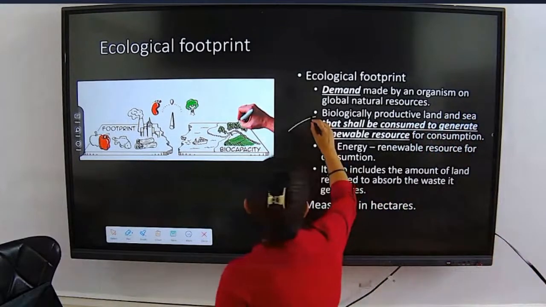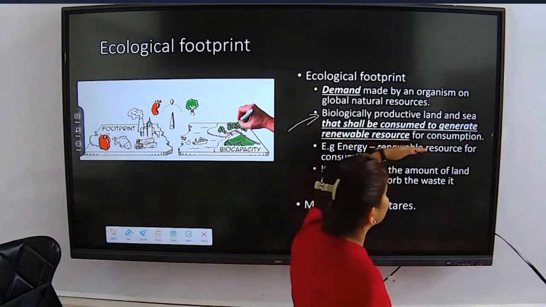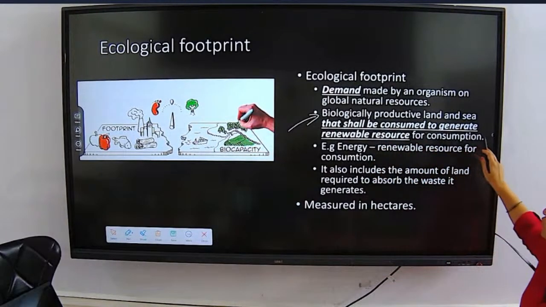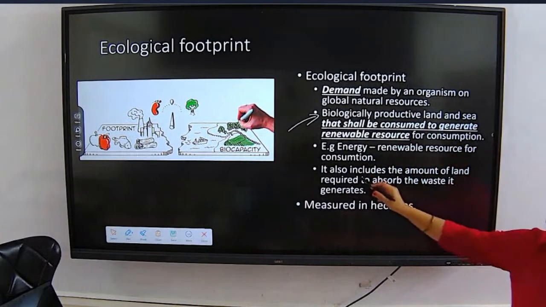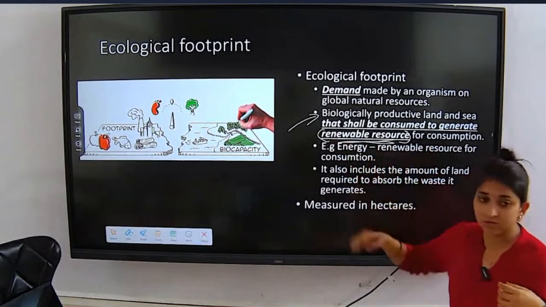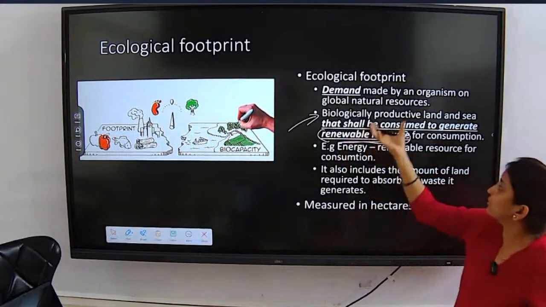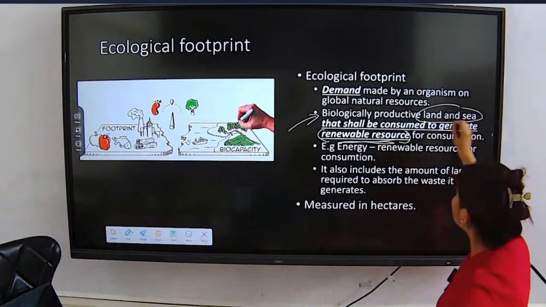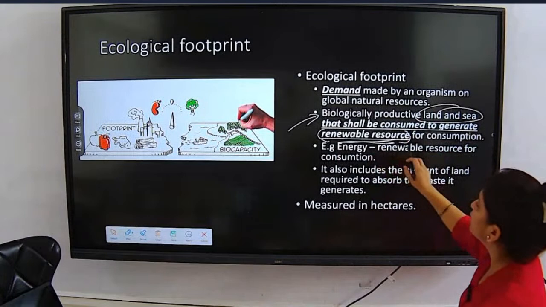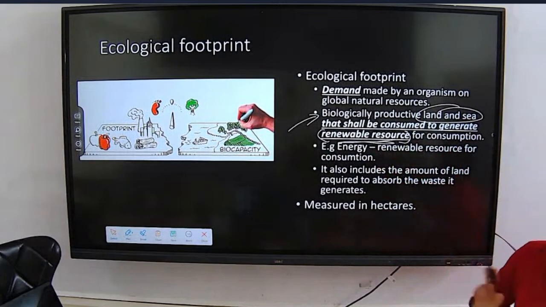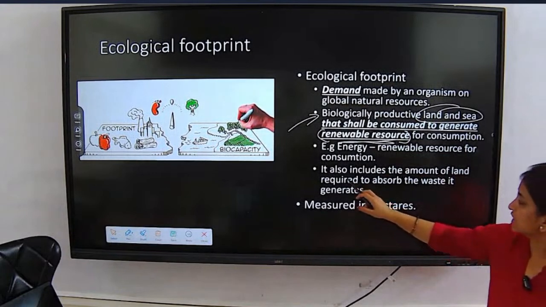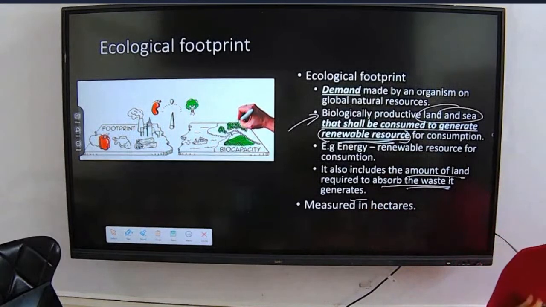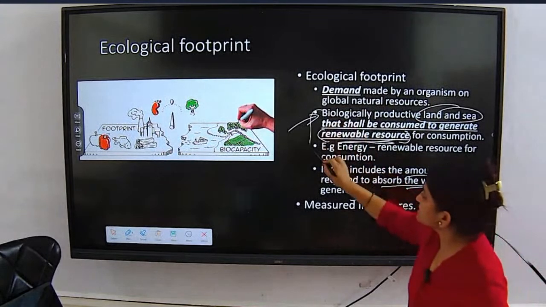Okay, this can be mathematically explained in terms of biologically productive land and sea, all those pieces of land and sea that shall be consumed to generate renewable resource for consumption. For example, you are consuming this renewable resource, and to create it, how much land was used? I'll read this line once again. Biologically productive land and sea that shall be consumed to generate renewable resource for consumption. This is known as your ecological footprint. And it also includes the amount of land required to absorb the waste that we have generated. Okay? Are you clear with this?